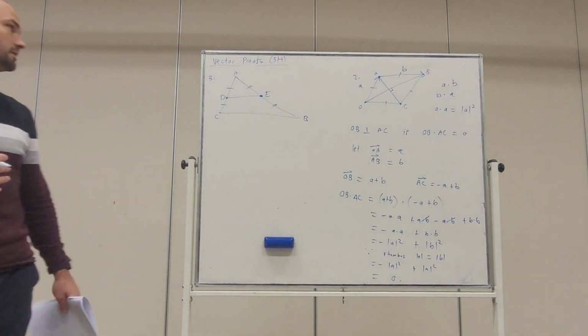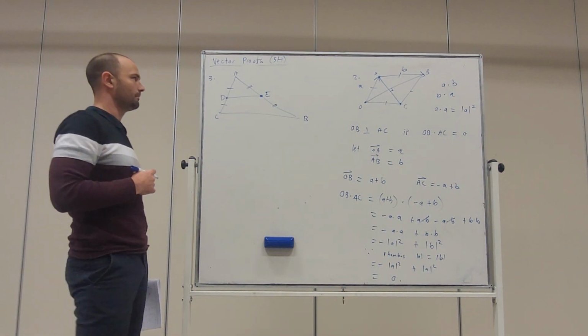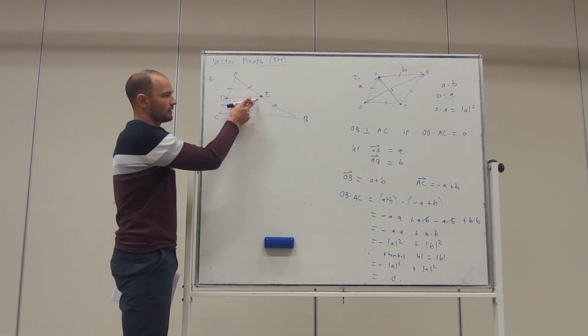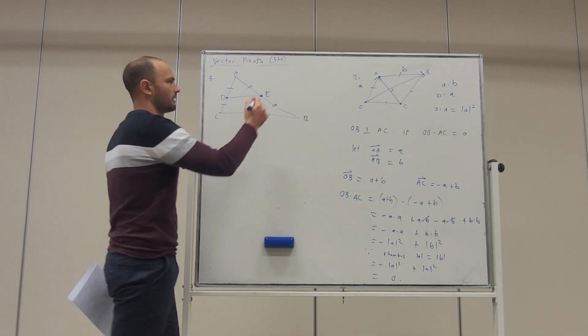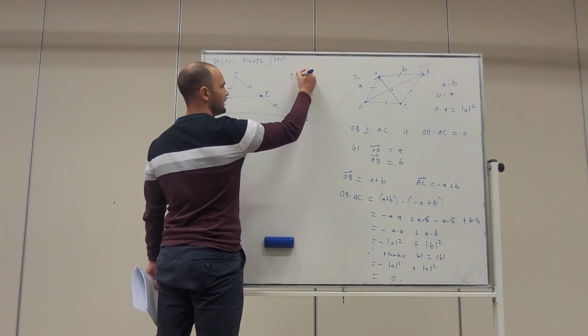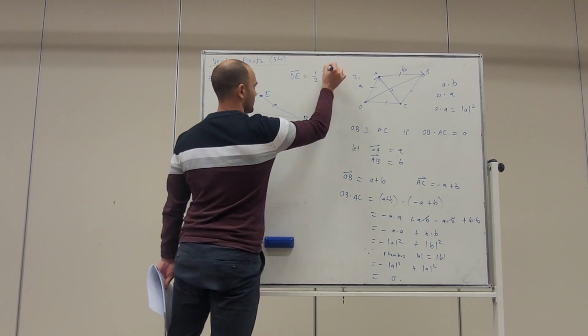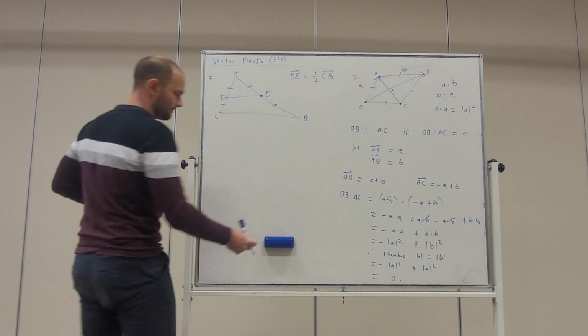D is halfway between A and C, E is halfway between A and B. What we're trying to prove is that DE is parallel to CB and half of its length. So what we're going to prove is that DE is equal to half of vector CB, and prove that this relationship is true.